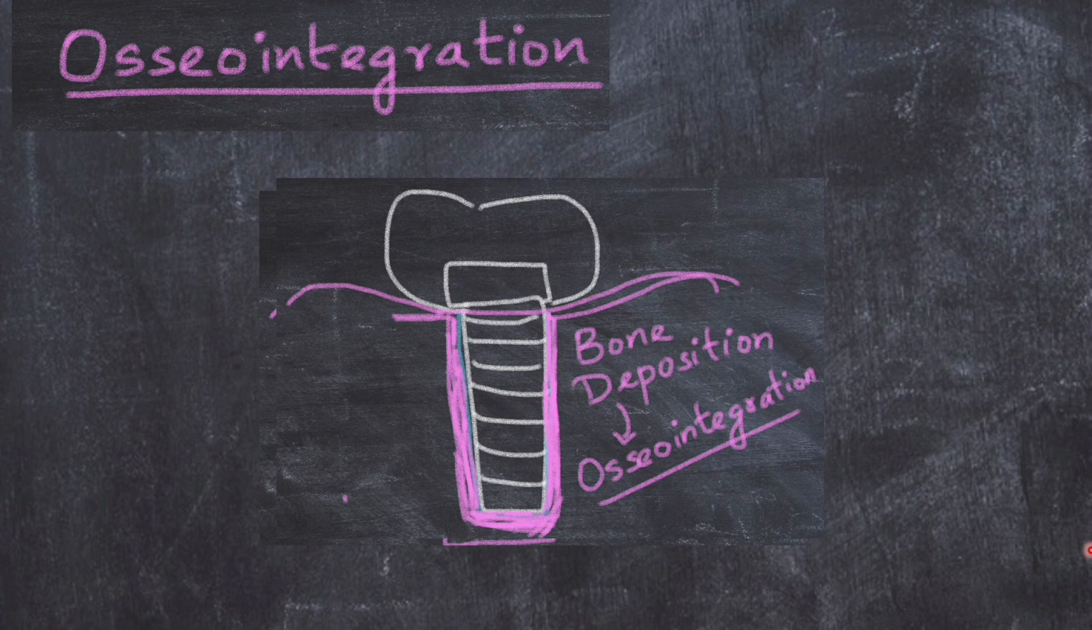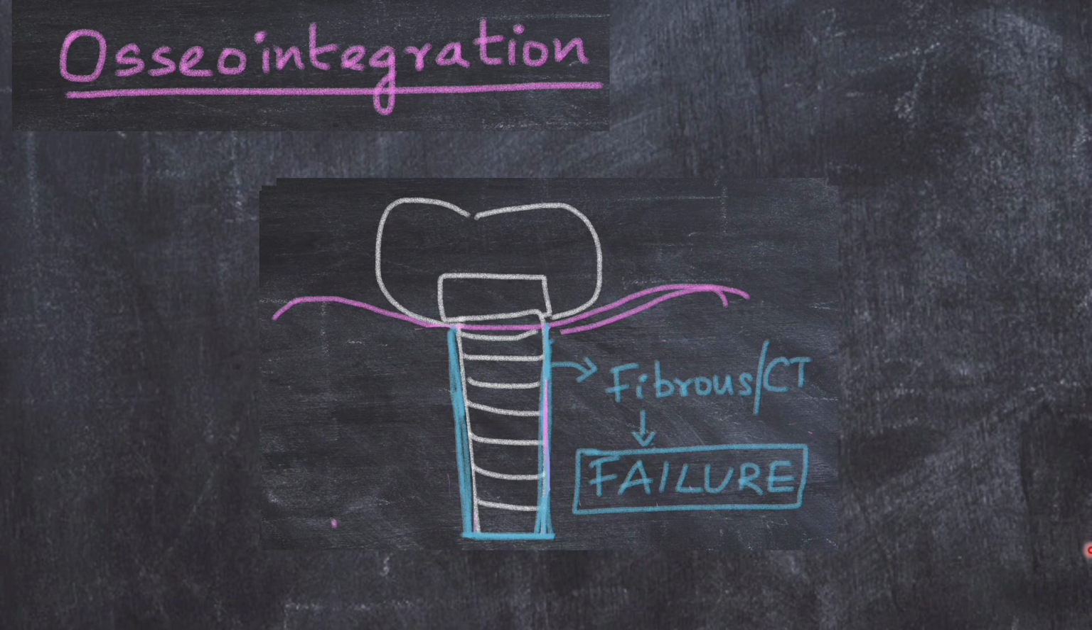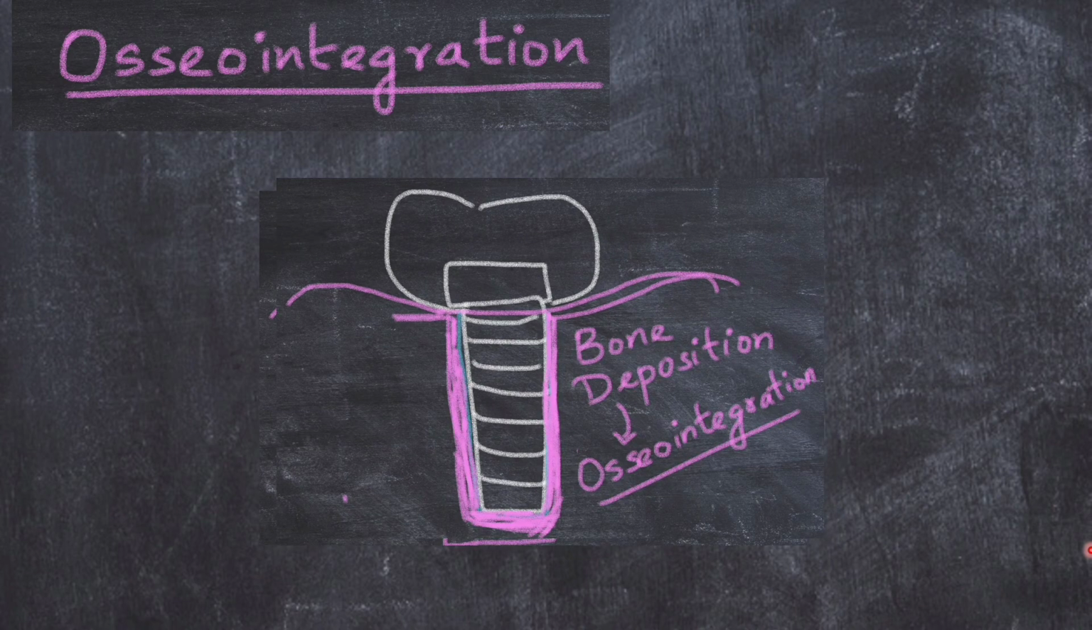In some cases, this integration can take place by formation of intervening connective tissue or fibrous tissue. In such cases, it will inevitably result in the failure of the implant. And if a bone is actually deposited, it is called biointegration.